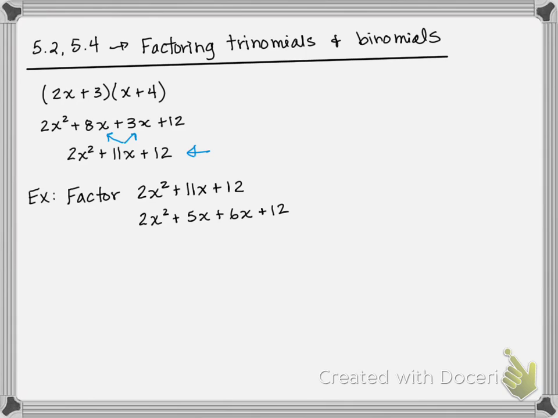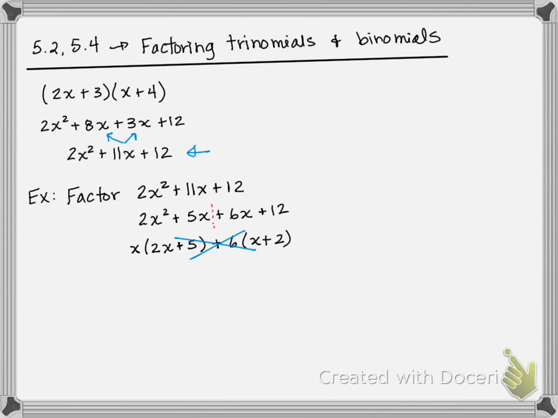And now that we have 4 terms, we can factor this by grouping. So we split it, then I can factor an x out. I get 2x plus 5. Addition between my groups, I can factor a 6 out, and I get x plus 2. Well, that kind of stinks because that doesn't factor, right? That doesn't work. And so we're like, that didn't work. So let's try something else.